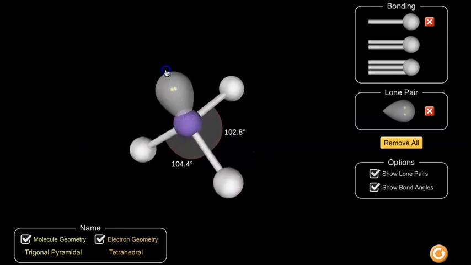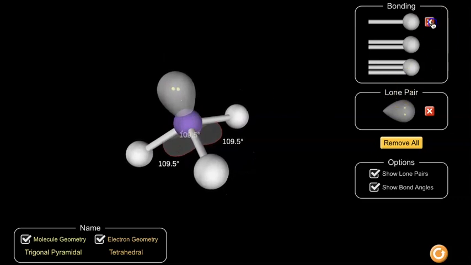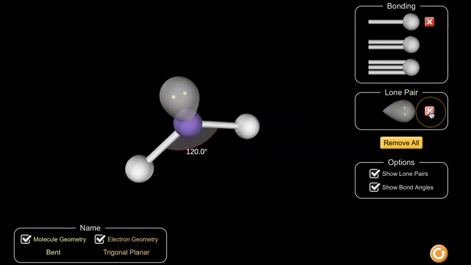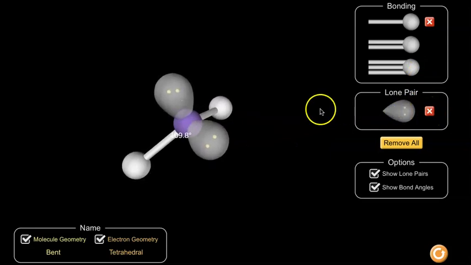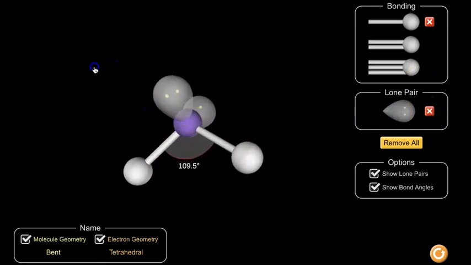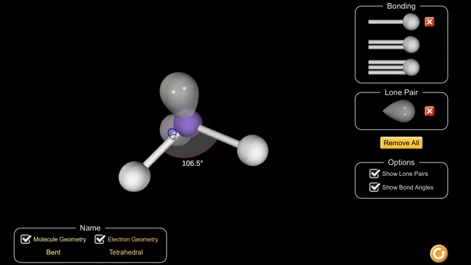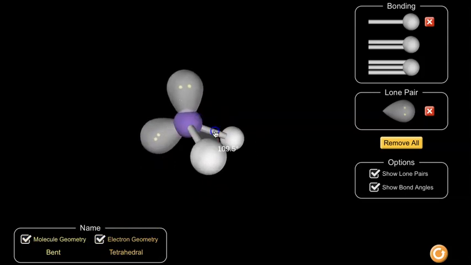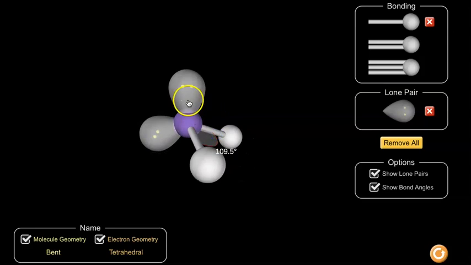So what happens if we take away another one of these things and put another lone pair of electrons on there? What you'll notice is something that kind of looks like Mickey Mouse, right? This is now called a bent molecular geometry based on a tetrahedral geometry. And you'll notice we still have that 109.5 degree bond angle. Keep in mind that when you look at this in real life, you can't really see these lone pairs of electrons. All you can see are the atoms.